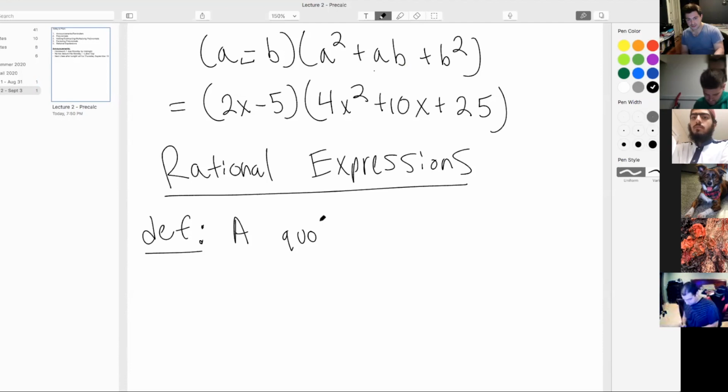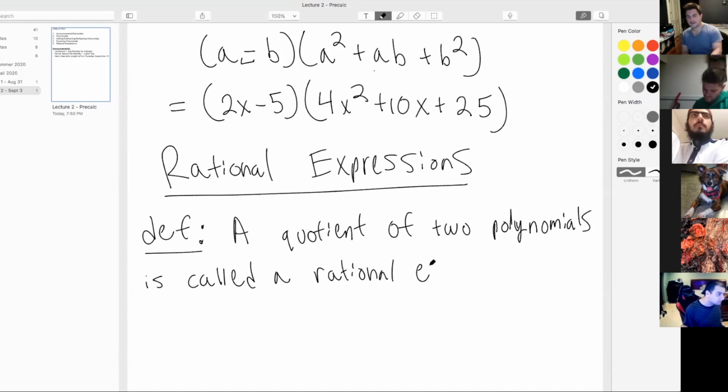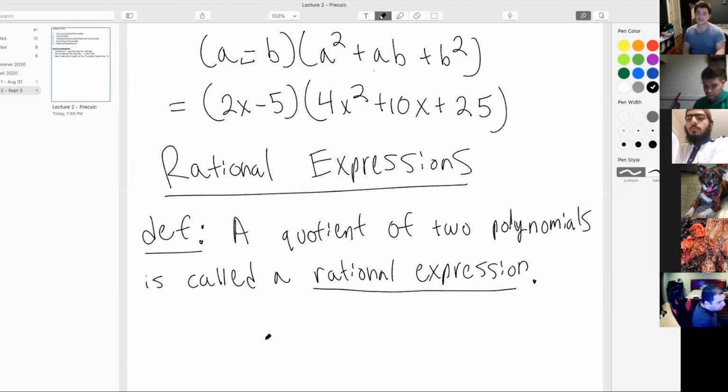A quotient of 2 polynomials is called a rational expression. Okay, so all it is, it's a polynomial over a polynomial. Just a fraction with a polynomial in the top and bottom.